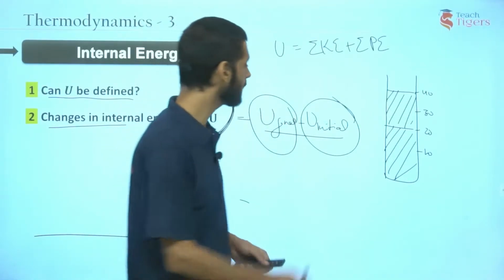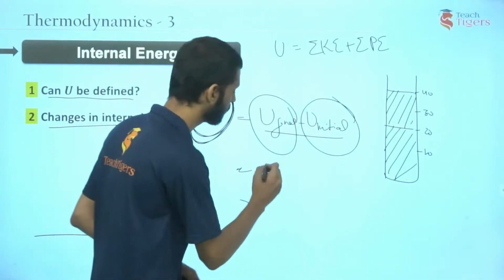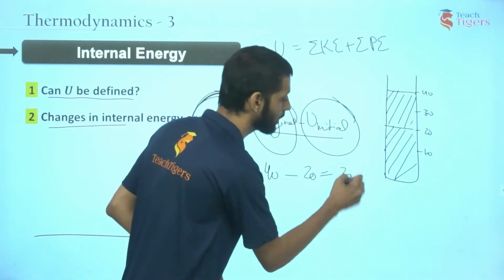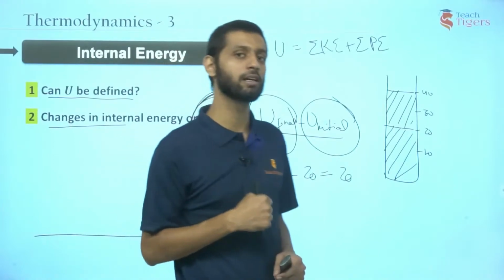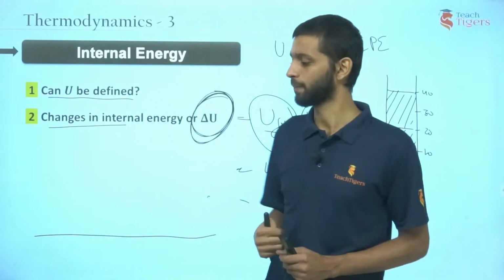How do we calculate that? We simply say final minus initial. My final value was 40, my initial value was 20, my change is 20. Final minus initial. So you have to talk about final minus initial.